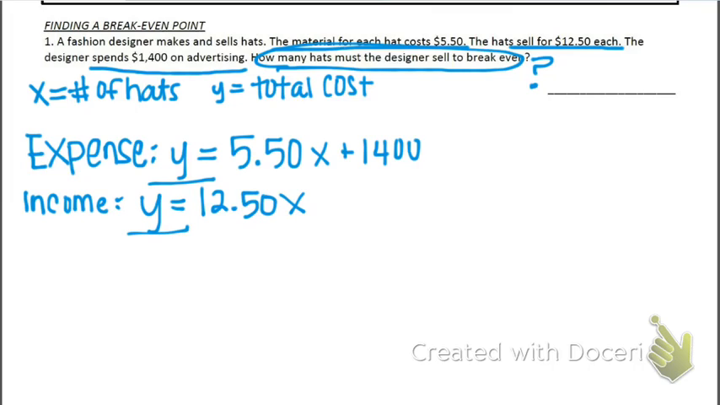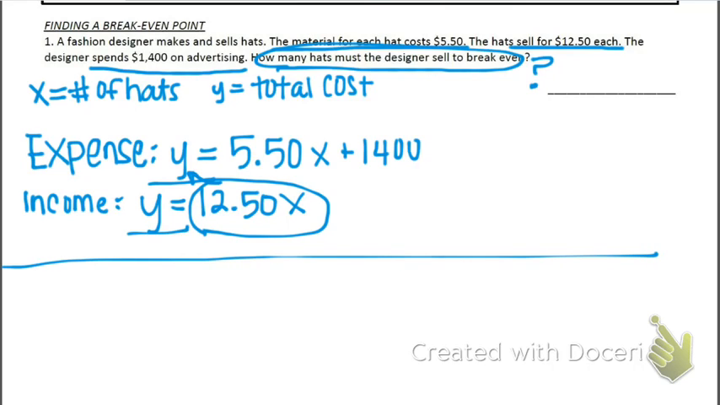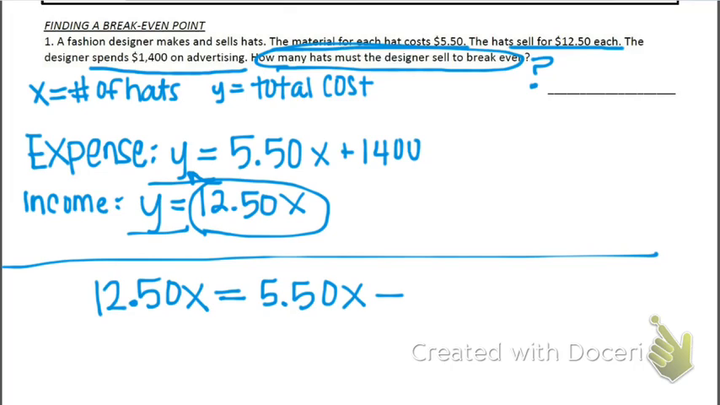I would probably substitute 12.50x in for y up here at the top. Okay? So I'm going to take that 12.50x and substitute it for y in the other equation. So that's going to give me 12.50x equals 5.50x plus 1,400.